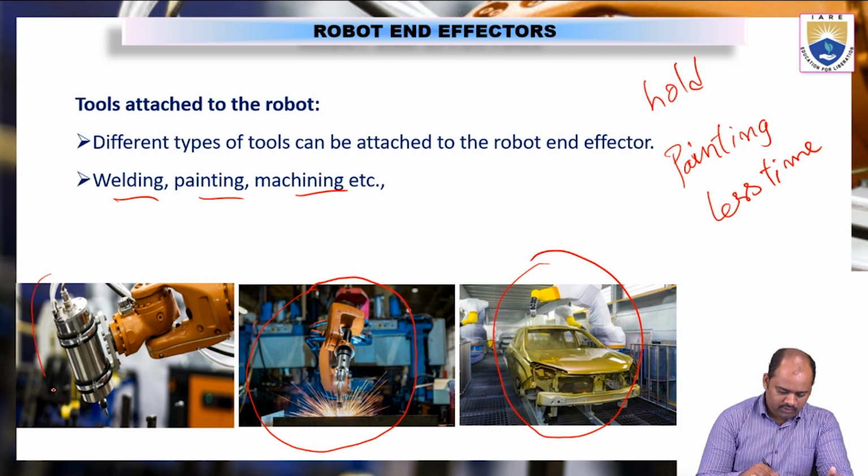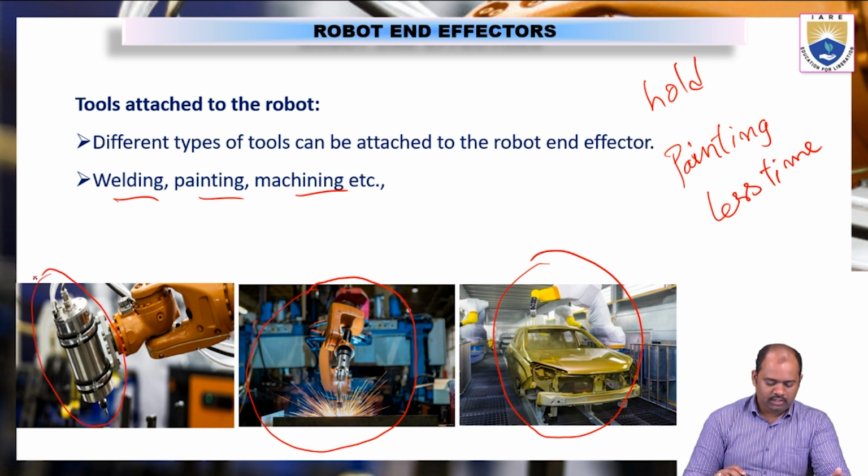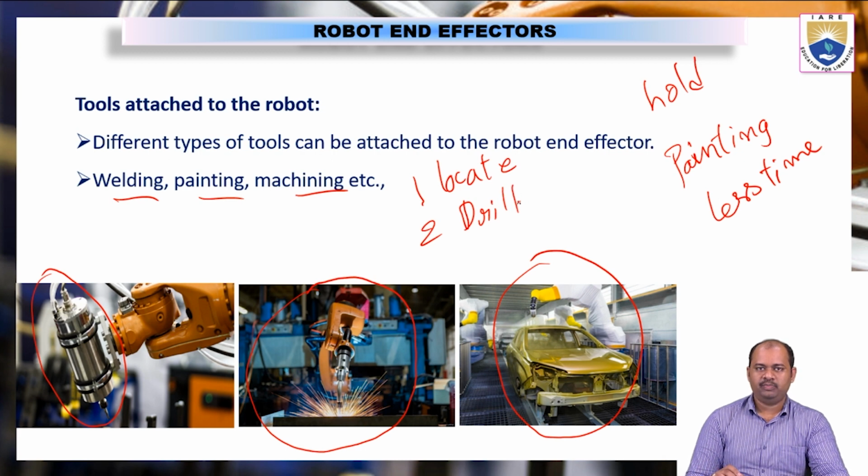Now see, in the first picture we can see the robot end effector is connected with a drilling machine. So this can be used to make particular drill holes on the metal bodies. When we are making holes on the body, there are two things. First thing is, we have to locate the position. And second one is to drill a hole. So these two things should be done one after the other, and they should be done perfectly.